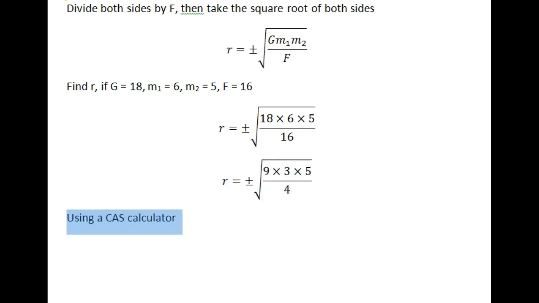Now I can reach for my CAS calculator and enter it into the calculator, and I end up with the exact answer of r equals plus or minus 3 root 15 over 2. This is the exact answer.